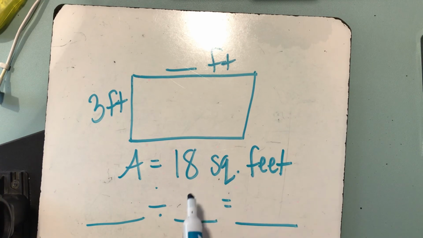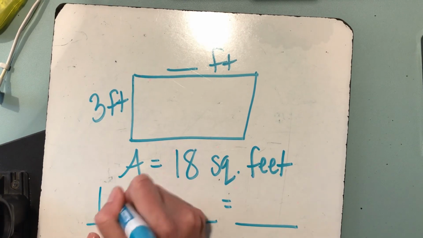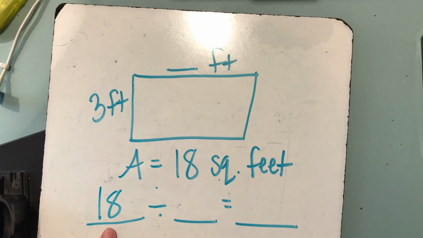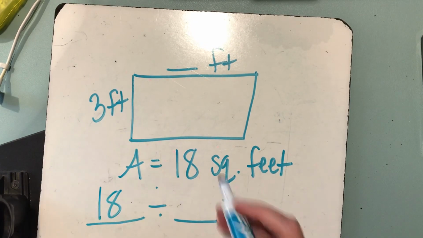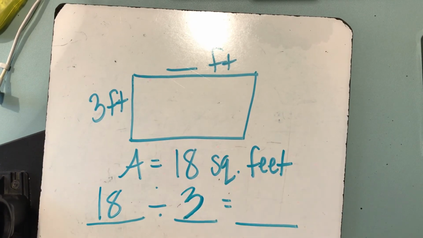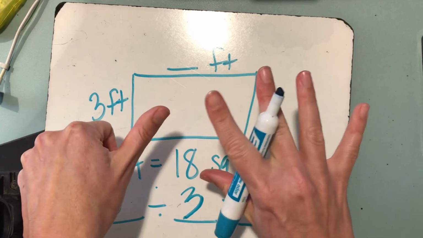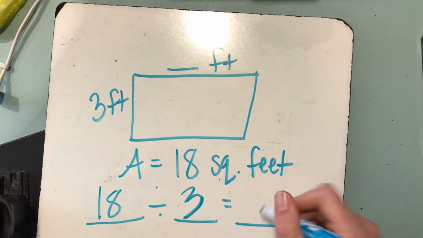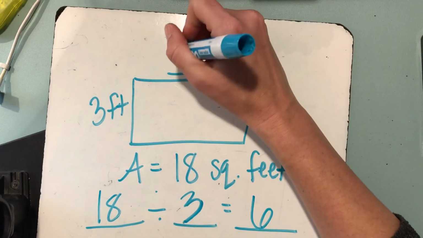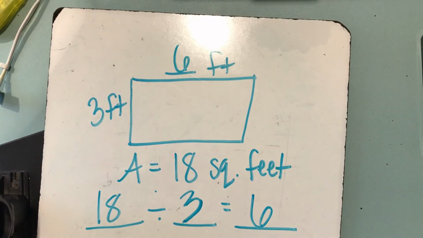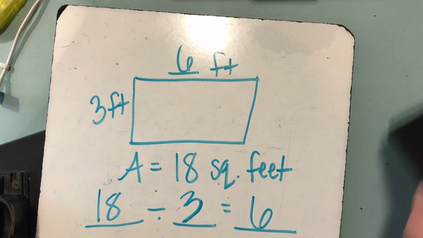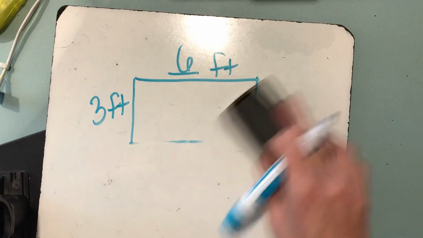All right, so now we know you should have put 18 here because we knew the total area was 18. We knew one of our sides was 3. So I skip counted by 3 until I got to 18, and that gave me 6. So my missing side is 6 feet. All right, last one, and then I'm going to let you guys do these on your own.